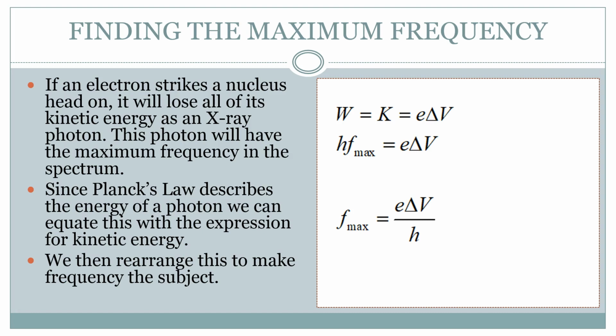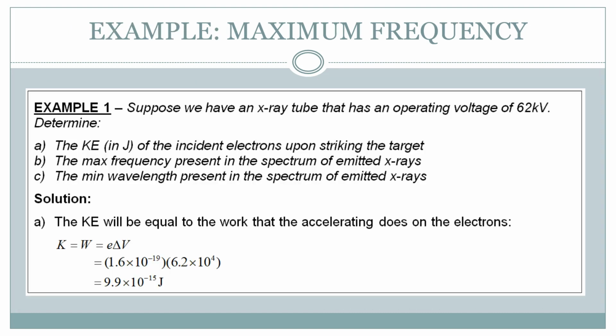So you can see on the second line there, we've equated those two quantities, and then the last thing we do is rearrange that equation to make the maximum frequency the subject of the equation. So we've got maximum frequency, which is sometimes also referred to as the cutoff frequency, equal to E delta V over h. Pretty simple.